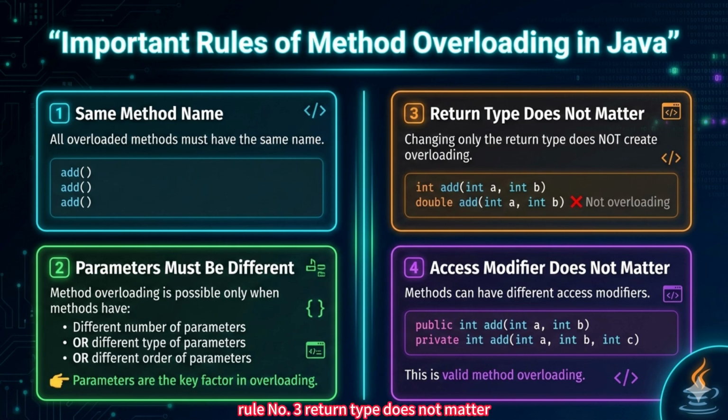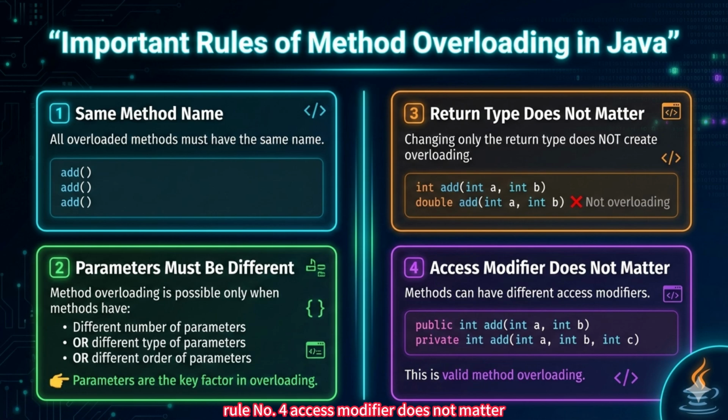Rule number 3, return type does not matter. Changing only the return type does not create overloading. For example, int add(int a, int b) and double add(int a, int b). This is not overloading, because parameters are exactly the same. So remember, overloading depends on parameters, not on return type.